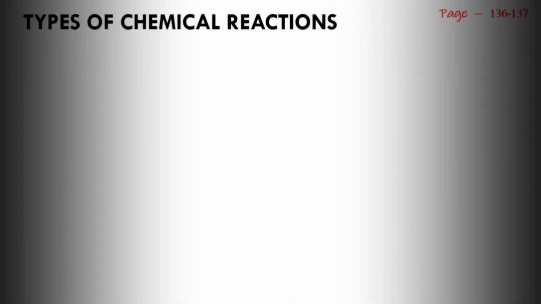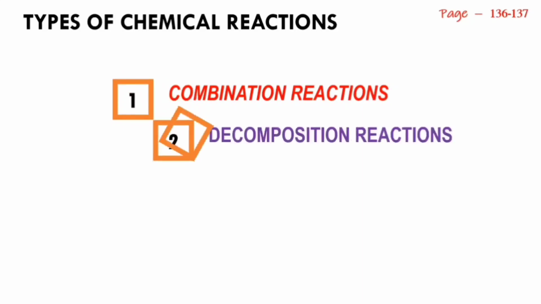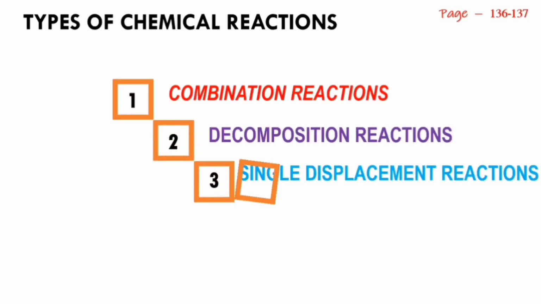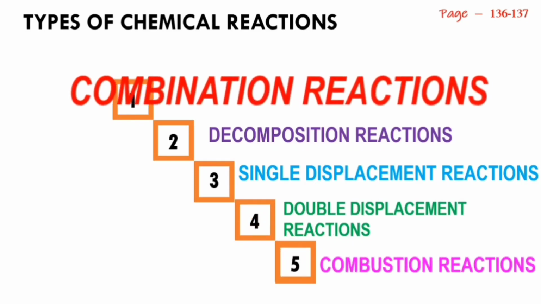In the next video, we will learn the types of chemical reactions: combination reactions, decomposition reactions, single displacement reactions, double displacement reactions, and combustion reactions.